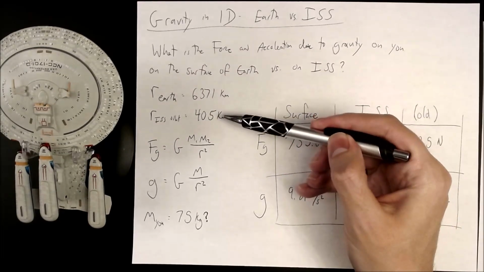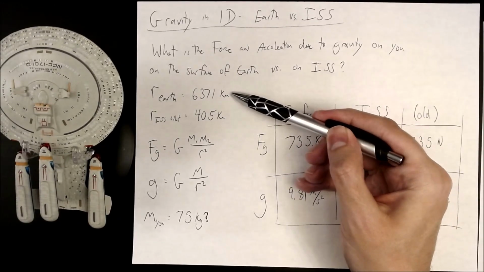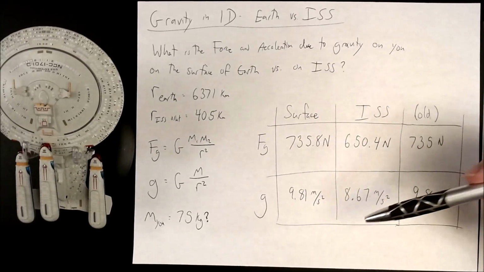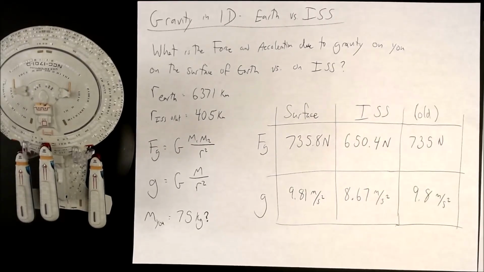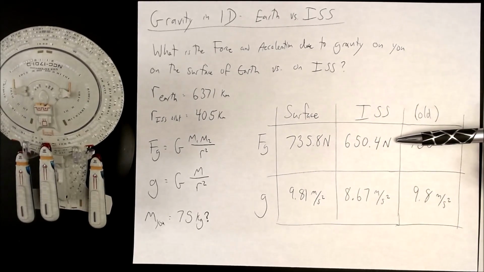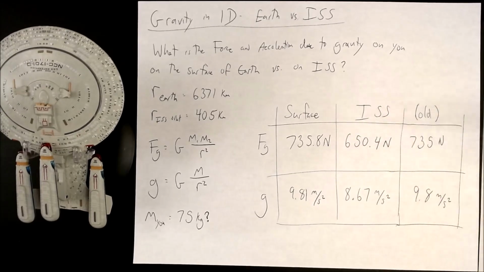You have to add 405 kilometers to 6371 kilometers and convert that to meters. Either convert it before or convert it after you add them. If you actually do that, you get the force of gravity is 605.4 newtons instead of 735.8, and the acceleration due to gravity is 8.67 meters per second squared.